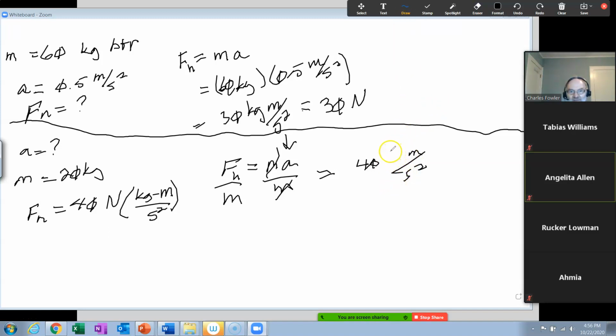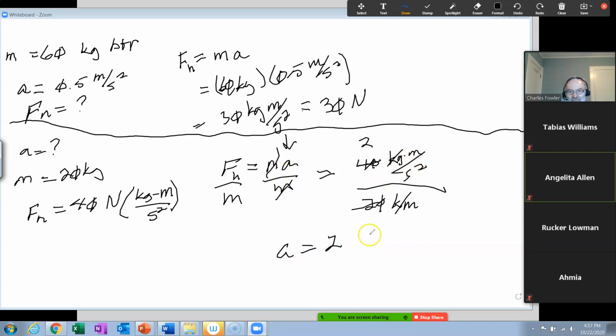Okay, that's a kilogram meter per second squared divided by the mass, which is 20 kilograms. And guess what? The kilograms cancel out. 20 will go into 40 exactly 2 times. So you have an acceleration equal to 2.